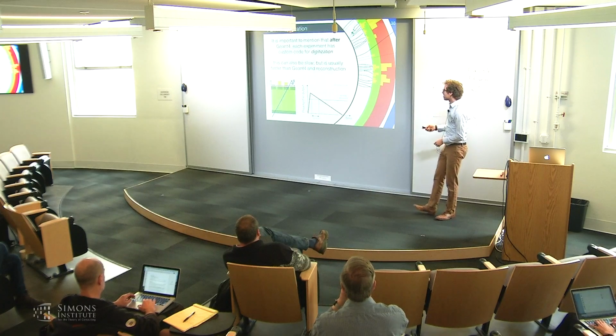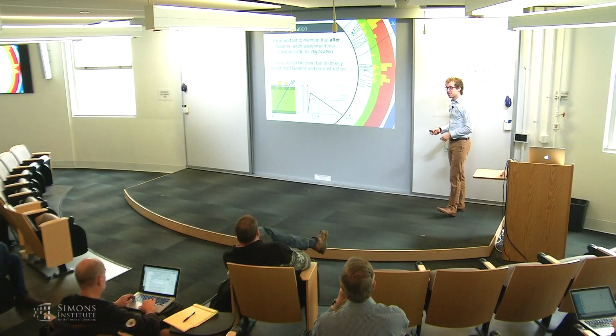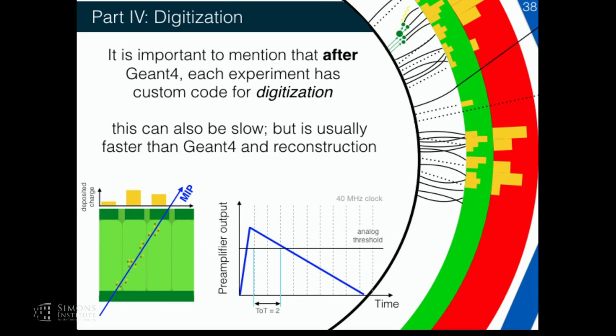Now, after the particle interactions with the detector, there's another step, which I mentioned before: you have to digitize all the signals. After this GEANT simulation says this much energy was deposited in this particular detector element, we have custom code to do digitization to turn the analog signal into a digital signal. This is custom code by the various experiments. It's very fast, and so usually it's not much of a concern. You've seen this plot earlier.